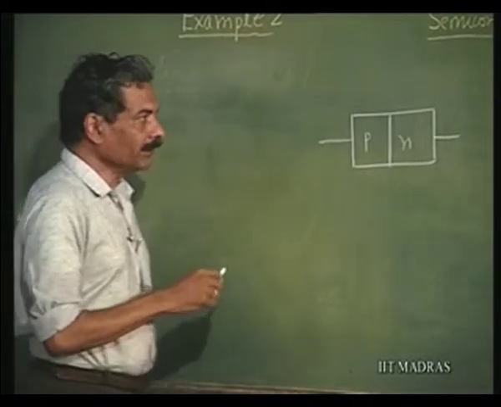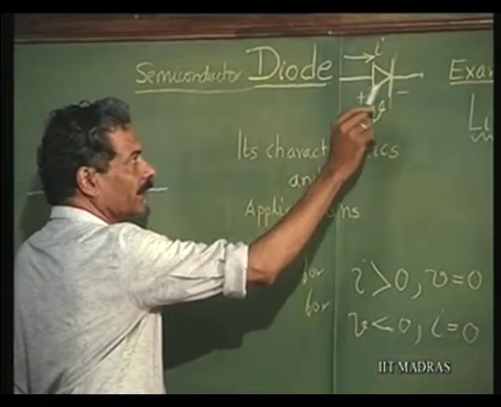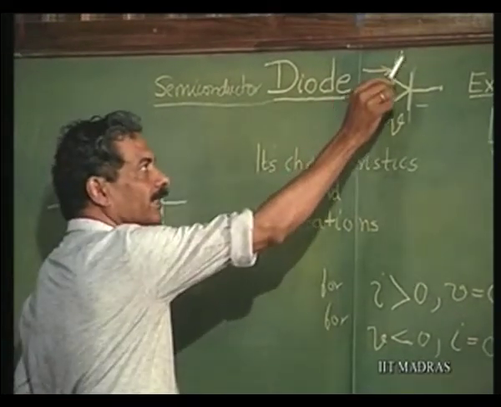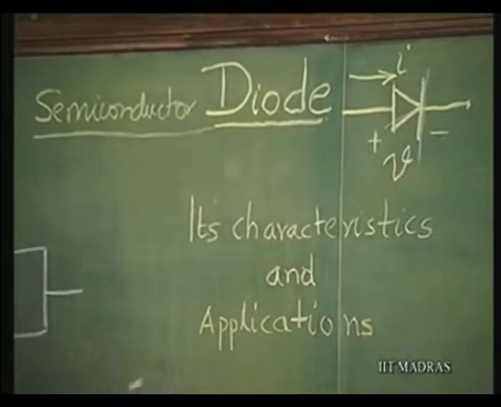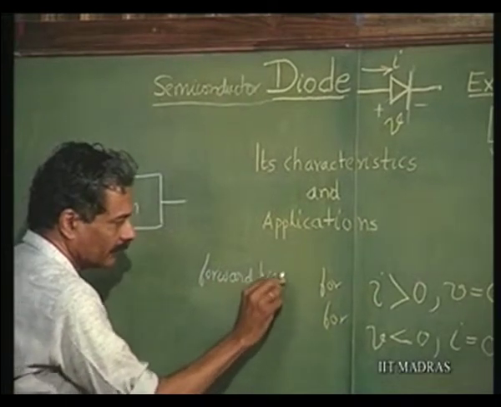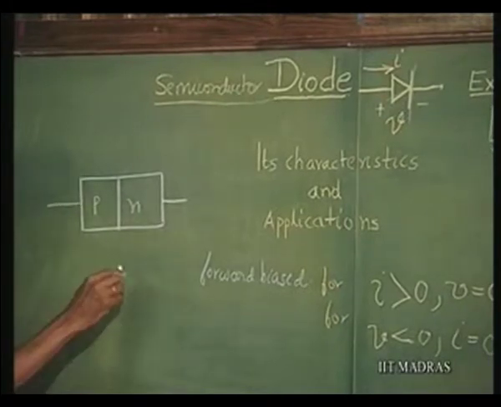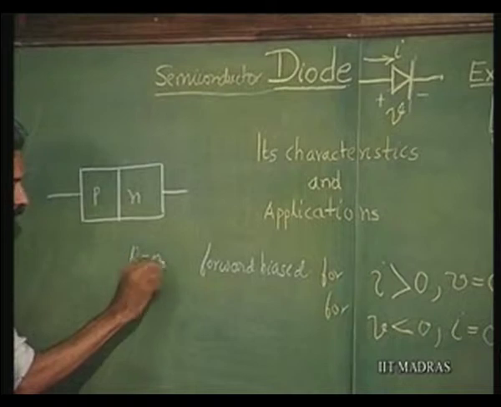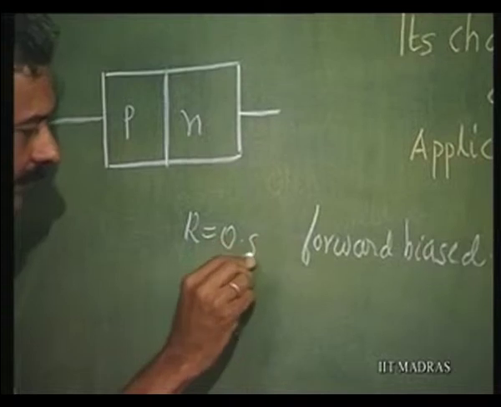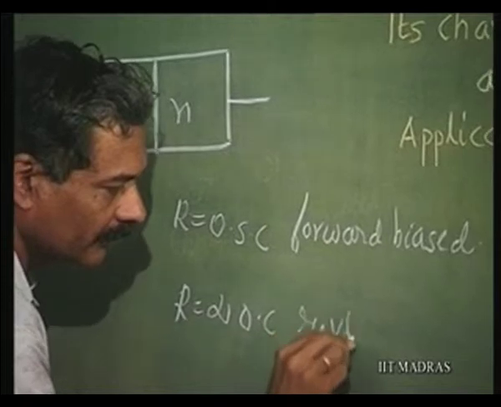Now, we have also said that in this direction, where this end is positive and this end is negative, it is said to be forward biased, or when I is greater than 0, the diode is forward biased. This is what we have called earlier forward bias, where its resistance is 0. And R is equal to infinity. This is a short circuit, this is an open circuit where it is reverse biased.